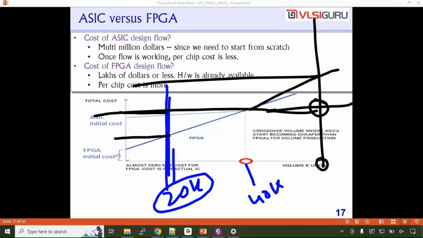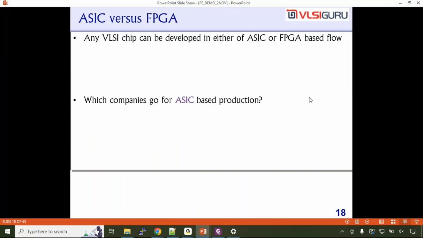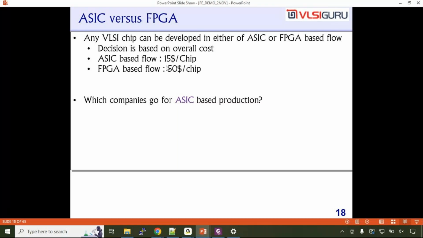So this is the difference between ASIC and FPGA. Any VLSI chip can be developed using either an ASIC or FPGA based flow. The decision is based on the overall cost. ASIC based flow, as I said, $15 per chip. These are hypothetical numbers. Don't think that this chip will cost $15. A lot of factors decide how much the chip inside this will cost. I'm just taking a hypothetical cost. FPGA based flow, it may cost $50.